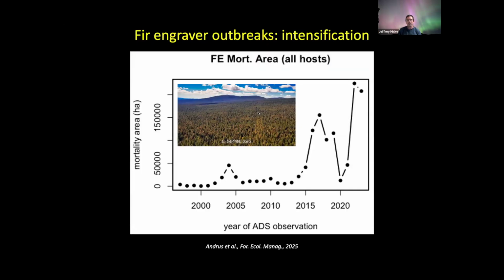Turning now to another intensification event, fir engraver has been recorded as in outbreak status in the past. However, there's been a series of elevated mortality events since 2015, as illustrated by this time series. And this bark beetle typically attacks true firs, that is grand fir and white fir. That was the second most important damage agent in the Western US that caused mortality. So it really has caused a lot of mortality since 2015.